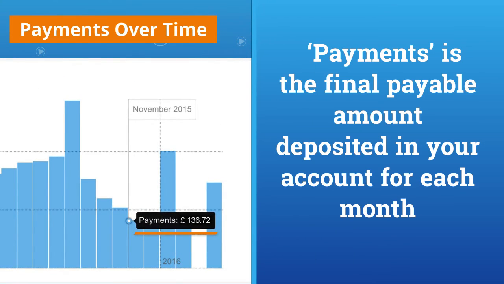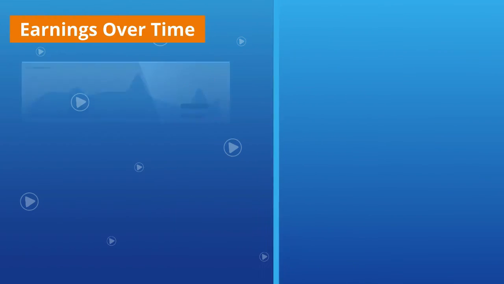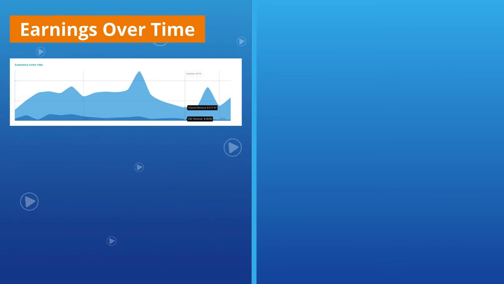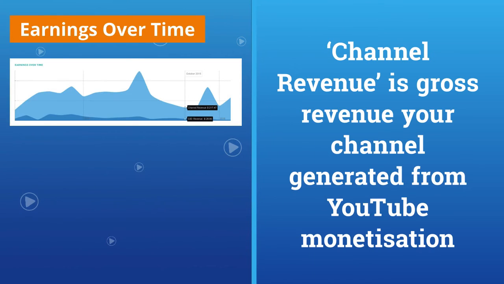Payments over time displays your payment history in British pounds. So, for each month you can see the net final payment that you received. Please note that this doesn't take into account any payment processing fees that we might have incurred when transferring your payment to your account.